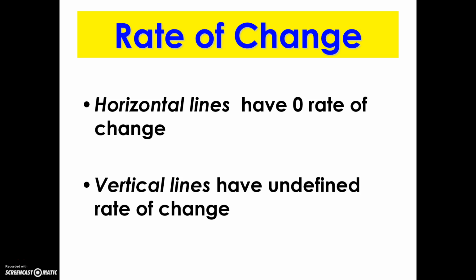Some very important things to know. Horizontal lines have a zero rate of change, and vertical lines have an undefined rate of change. So we have to remember that in order for you to have a horizontal line, your equation is going to be y is equal to a number. And in order for you to have a vertical line, you're going to have x is equal to a number. Anytime you see those equations, you should automatically know that you have your horizontal or vertical line.